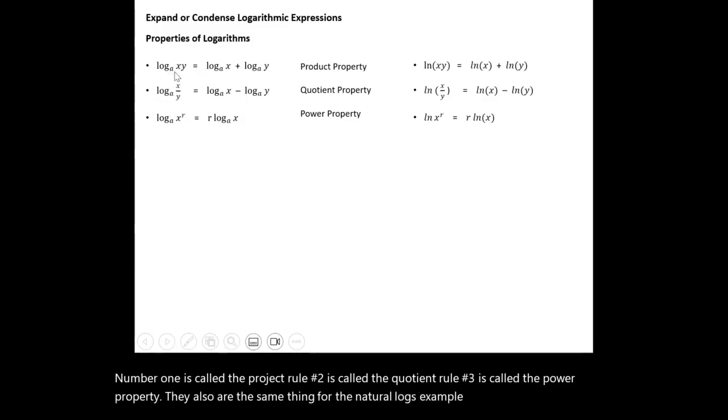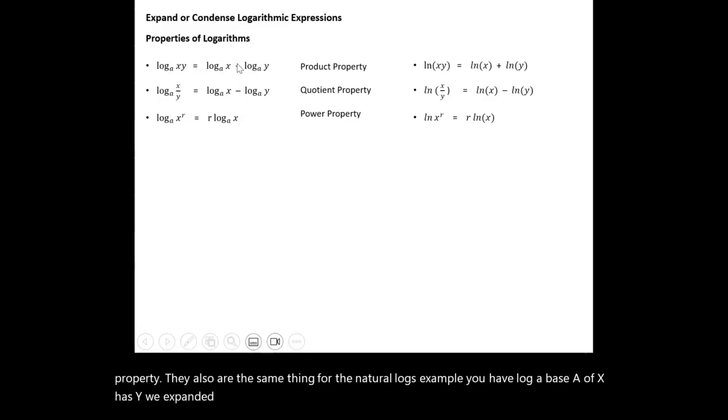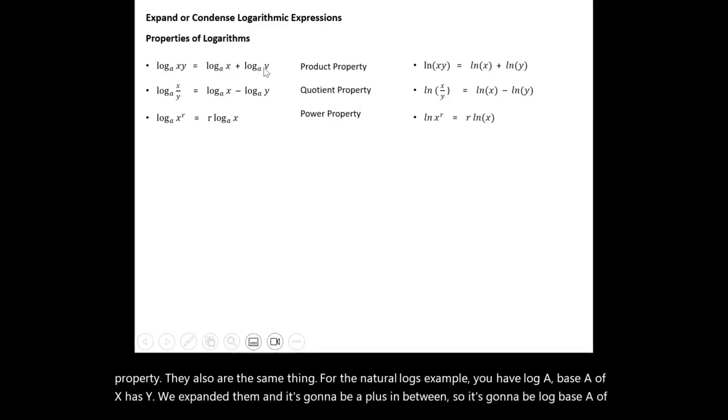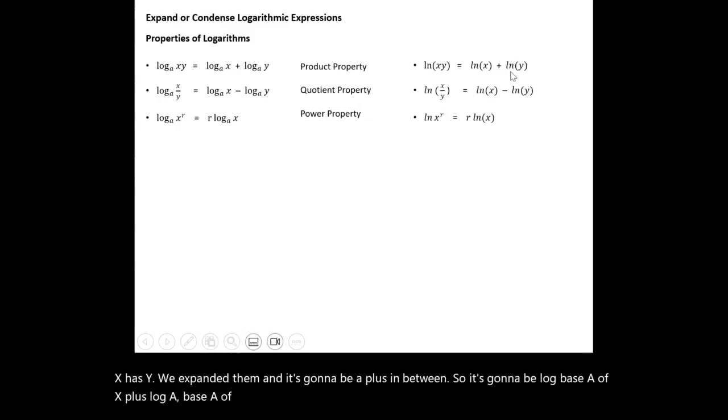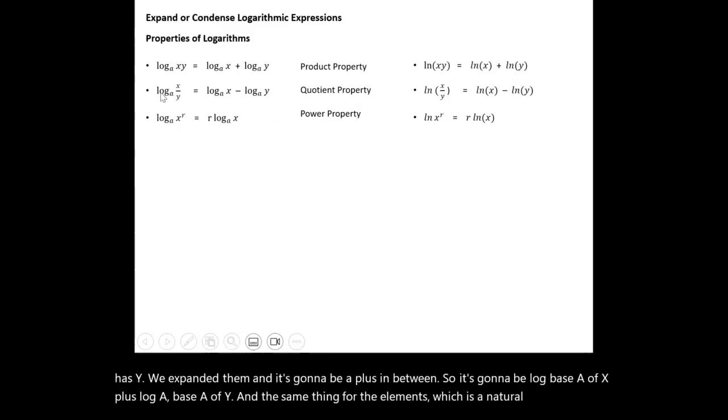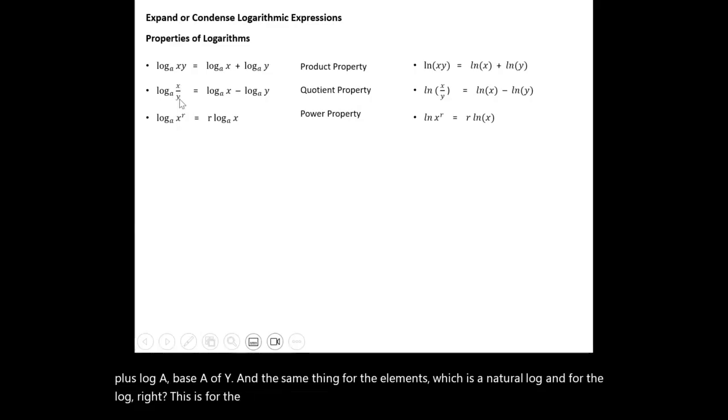Example, if you have log a base a of x times y, we expand them, and it's going to be a plus in between. So it's going to be log a base a of x plus log a base a of y. And the same thing for the ln, which is a natural log. And for the quotient, log a base a of x divided by y, it's going to give us log a base a of x minus log a base a of y.